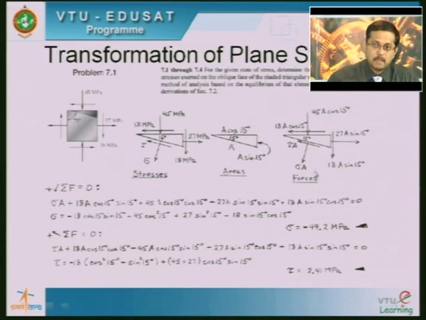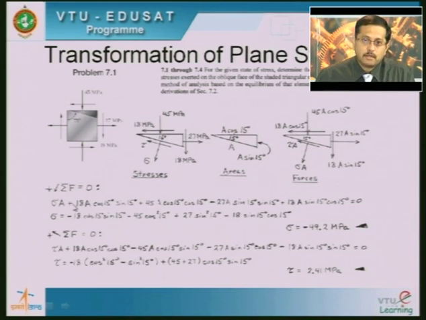So one is sigma A, which is given here. Then, if you take this 18 A cos 15 degrees and resolve it parallel to this and perpendicular to it, first we will take parallel. So when I resolve this along this axis, I get the sense to be the same as this.